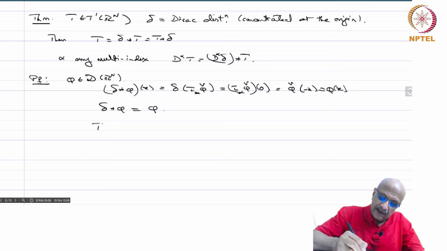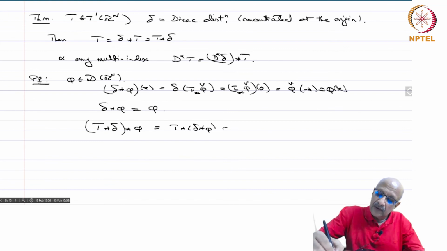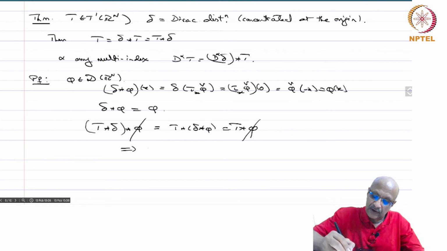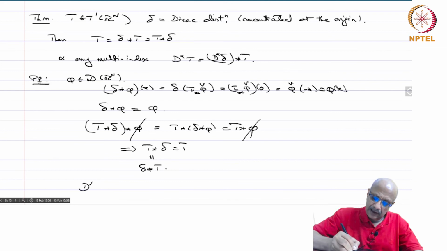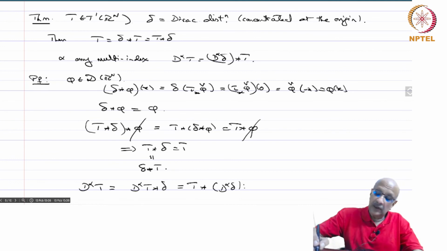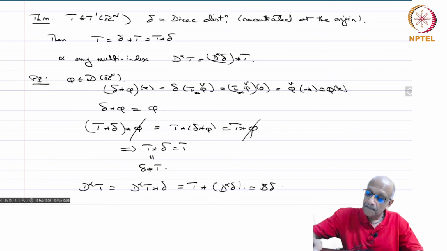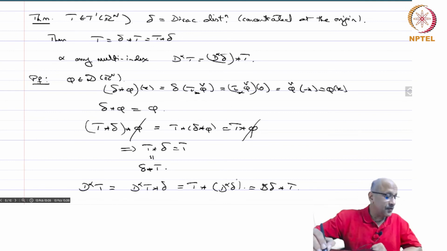So, if you take T star delta star phi for any phi, this is T star delta star phi, which is equal to T star phi, and so by the cancellation law I can again cancel this, and therefore you get T star delta equal to T, and this of course equals delta star T, there is no problem. Now, if you take d alpha of T, that is equal to d alpha T star delta, and now you can put it as T star d alpha delta, and therefore you get d alpha delta star T. Okay, so this proves this theorem.